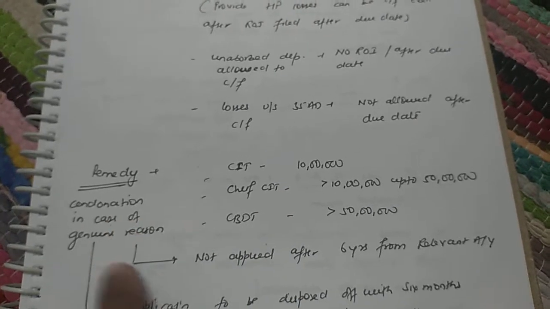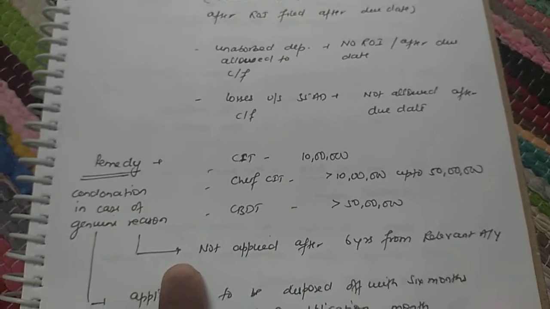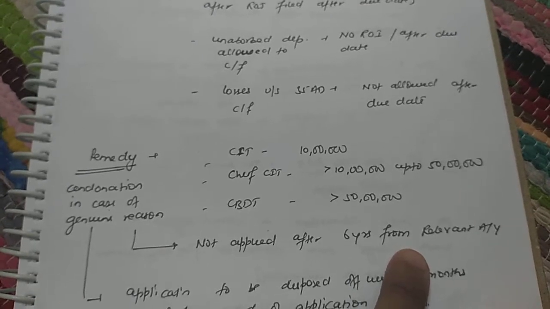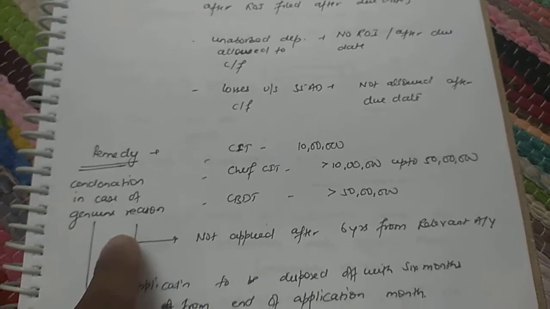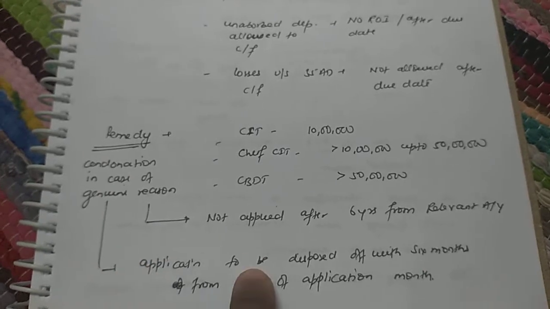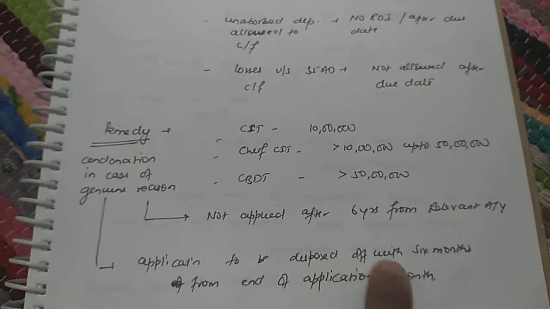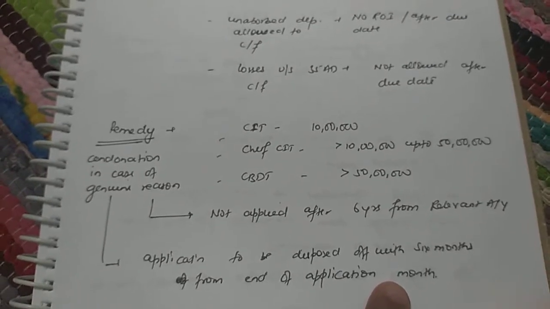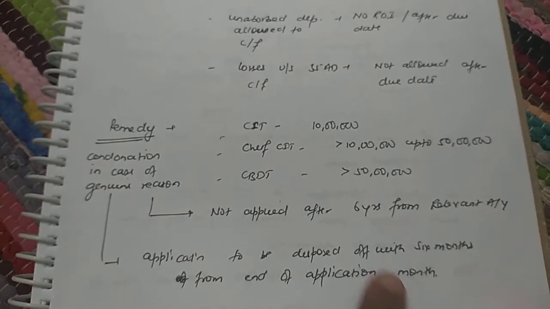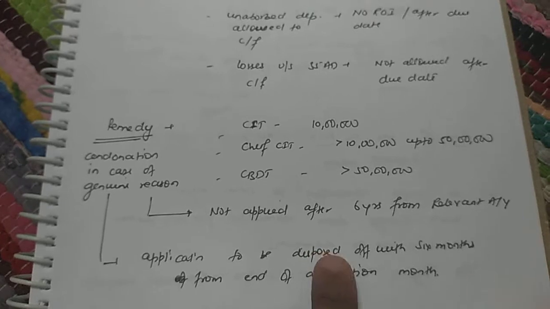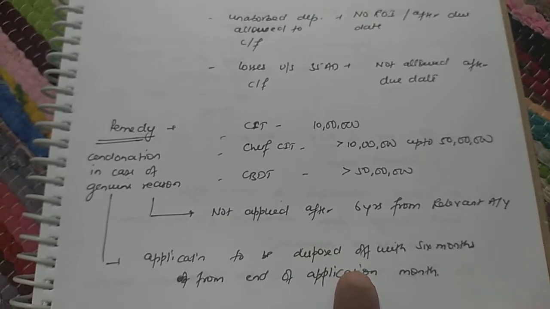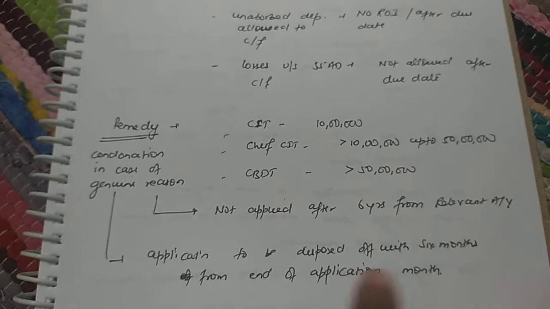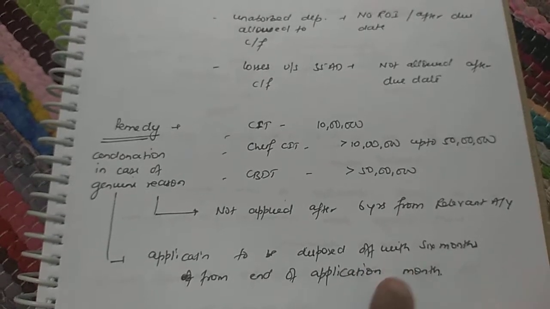This condonation request cannot be applied for after 6 years from the relevant assessment year. And there is one more point to consider here: this application needs to be disposed of by the authorities within 6 months from the end of the month of the application. Suppose the application is filed in the month of January, then they need to dispose of it on or before the end of July of the relevant year.